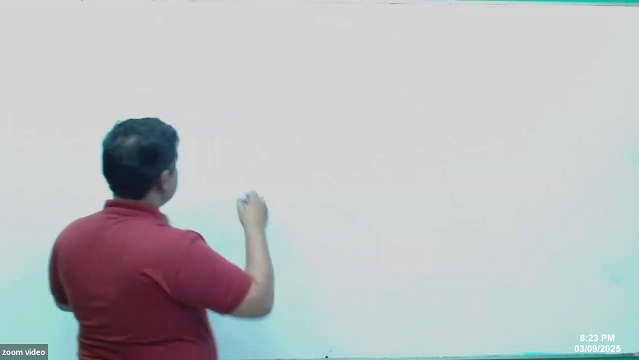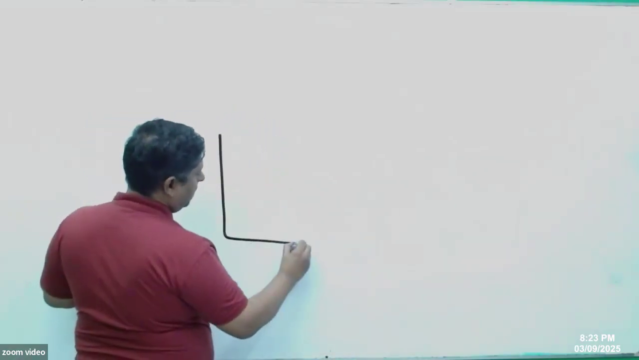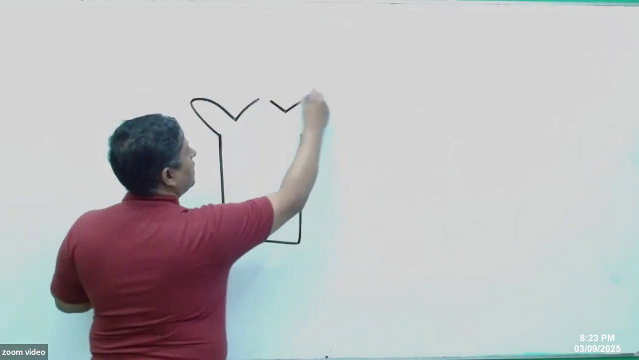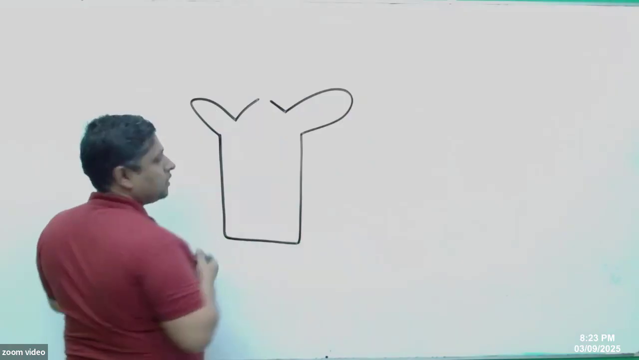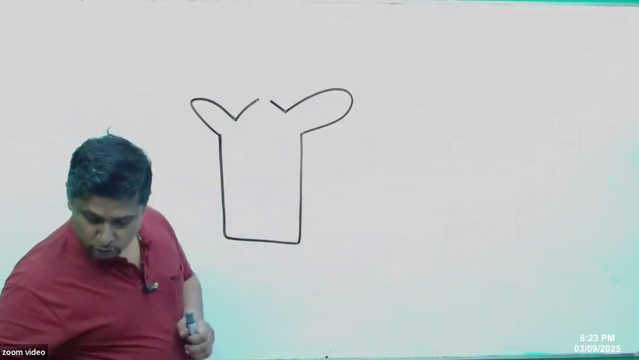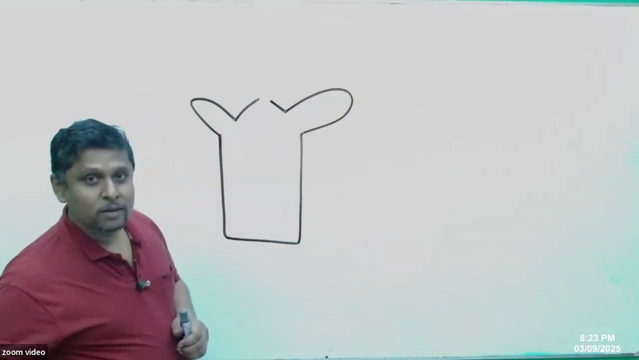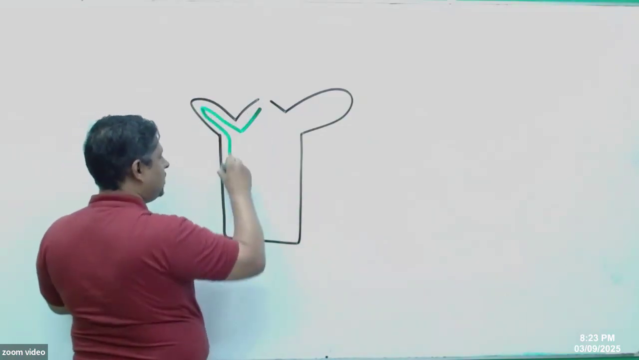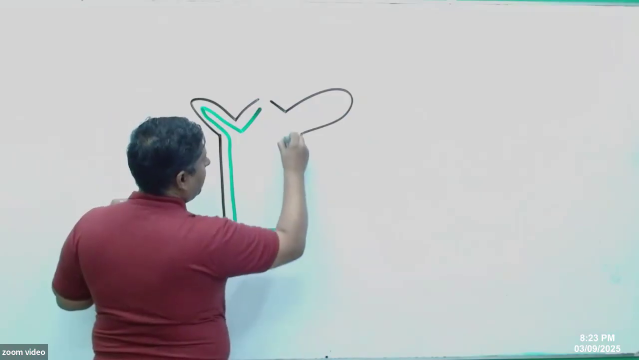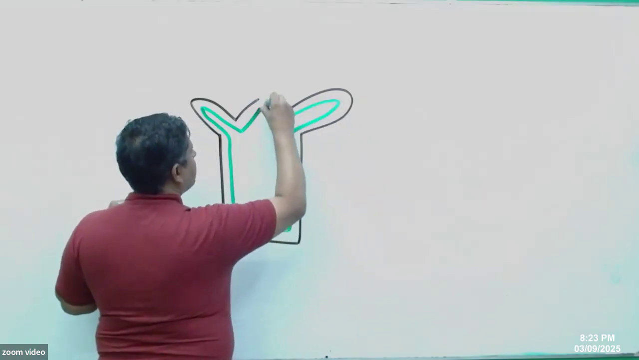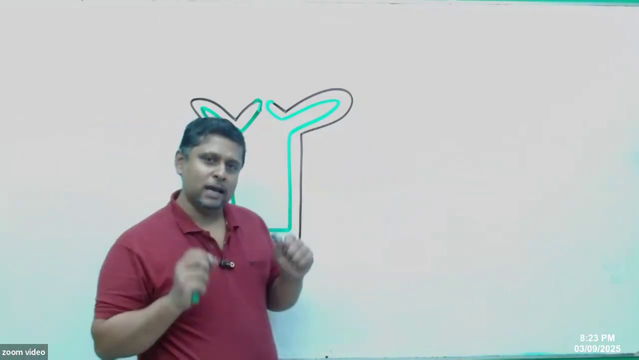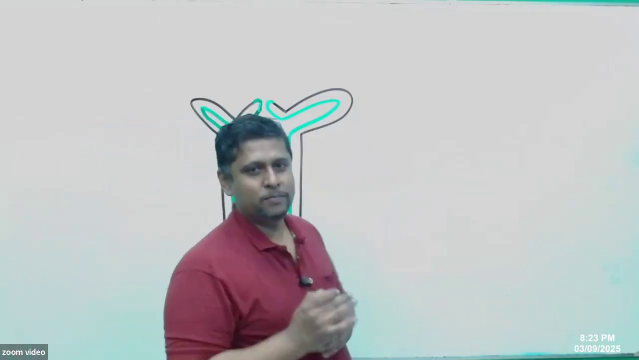Diploblastic. So some members are there. They have a sac-like body, right? This sort of body is made up of two tissue layers. What do you call those two tissue layers? Ectoderm and the endoderm. So I'll show it like this. Then they don't have a mesoderm, right? The black layer is the ectoderm, the green layer is the endoderm.